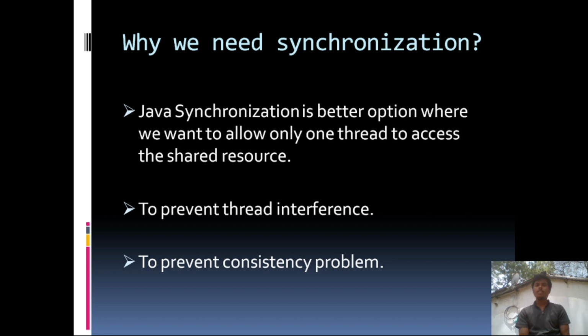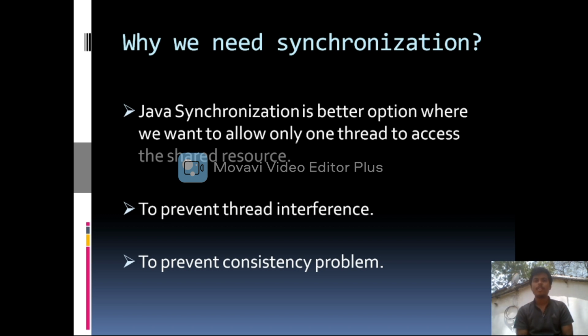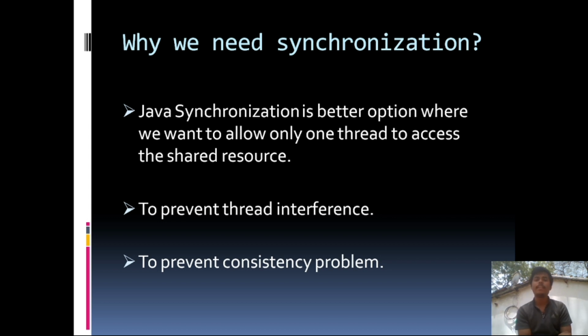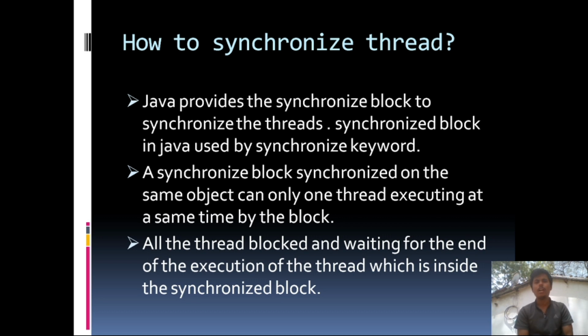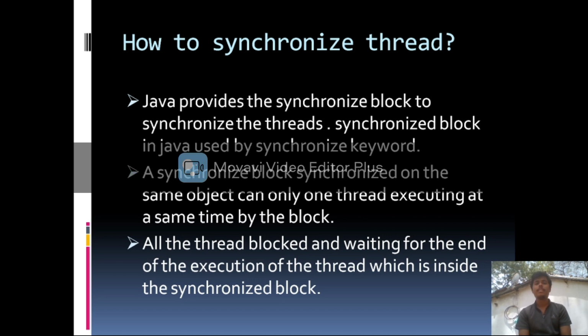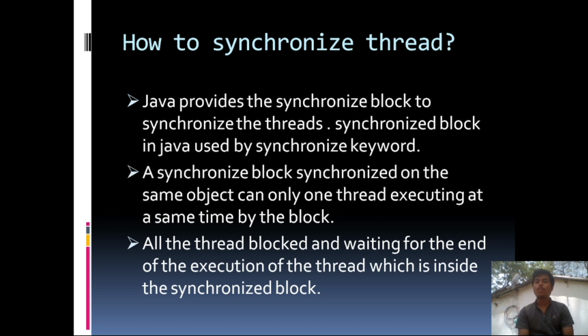Simply to protect our resource from multiple thread access. If we don't want our resource to be accessed by multiple threads, then we need synchronization. Another use of synchronization is to prevent thread interference and to prevent consistency problems. Now we will see how to synchronize a thread. Java provides a synchronized block to synchronize threads using the synchronized keyword. That means a lock system is applied by the keyword synchronized.